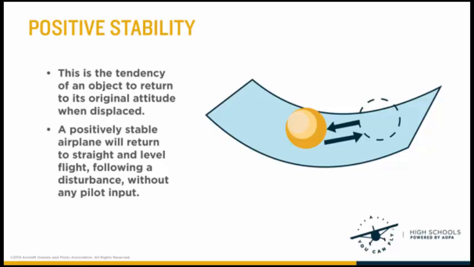Positive stability is the tendency of an object to return to its original attitude when displaced. So for example, imagine an airplane in straight level flight and the pilot pulls back sharply on the controls, causing the airplane to pitch upward, then releases the controls. A positively stable airplane will return to straight and level flight without any pilot input.